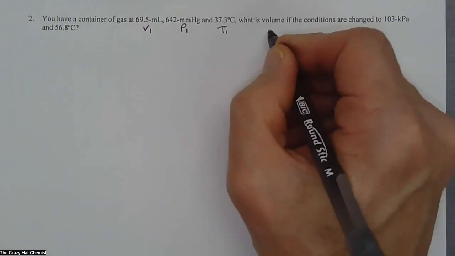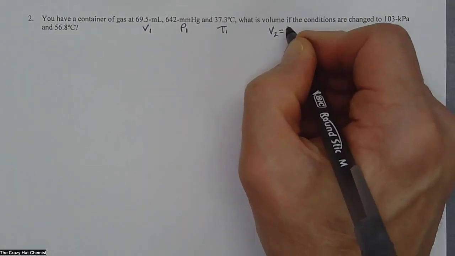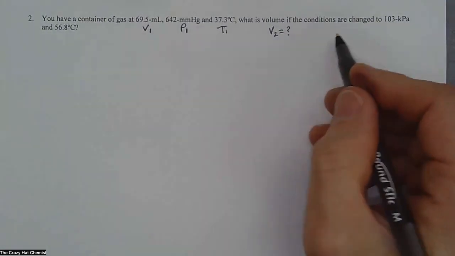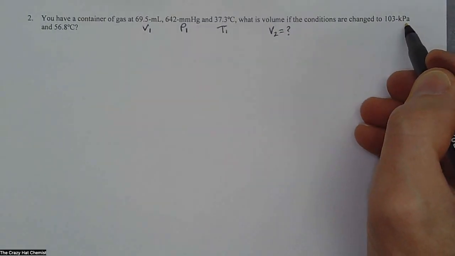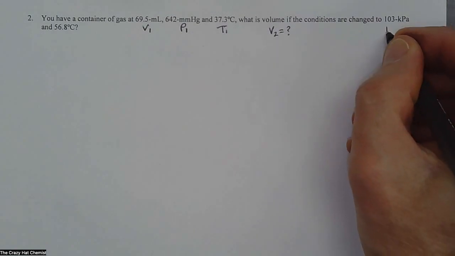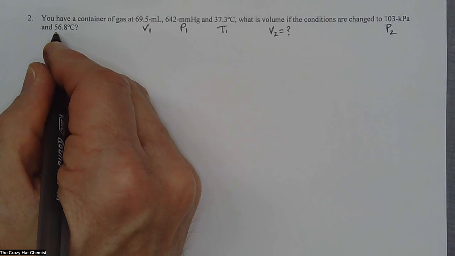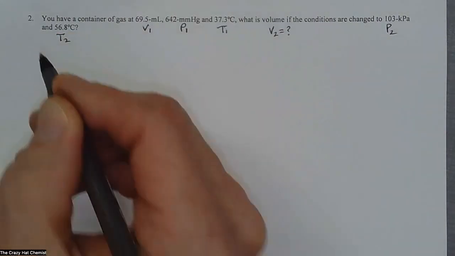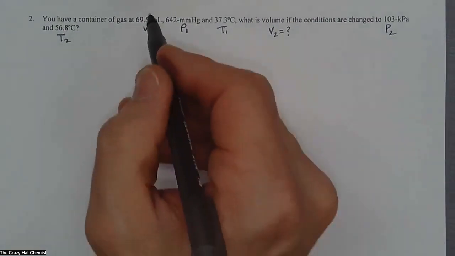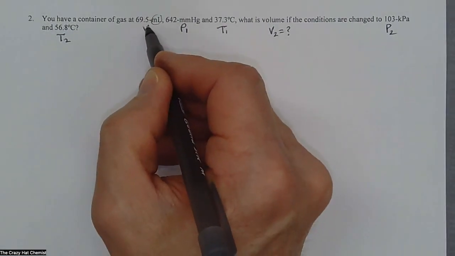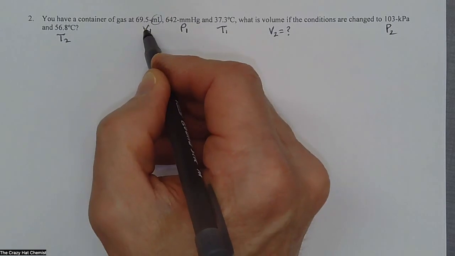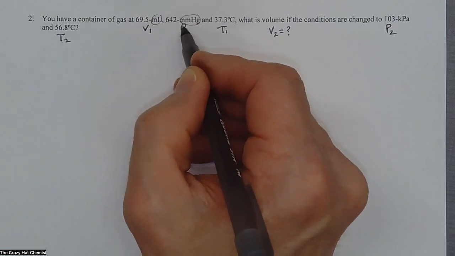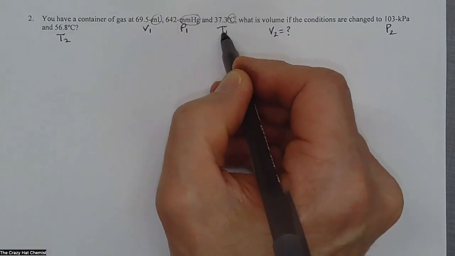Then it says, what is the volume? So that's going to be volume 2. That's a question mark. If the conditions are changed to 103 kilopascals, that is a pressure. Kilopascals lets us know it's a pressure. And then we have 56.8 degrees Celsius, that's temperature 2. So I am actually using the units to determine what this is. Milliliters gives me volume, millimeters of mercury gives me pressure, degrees Celsius gives me temperature.